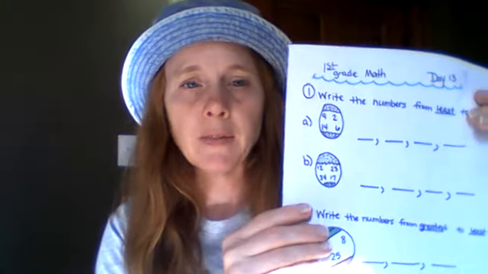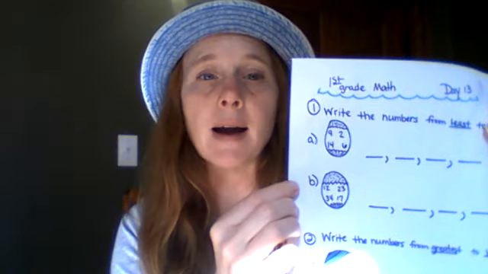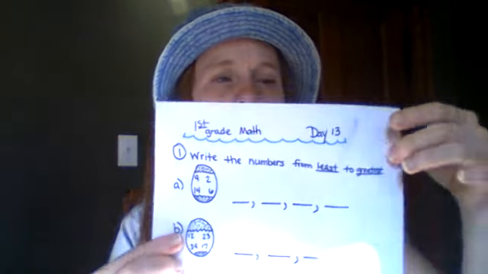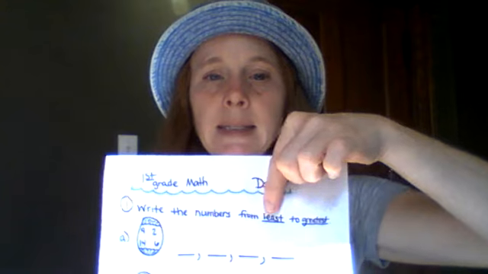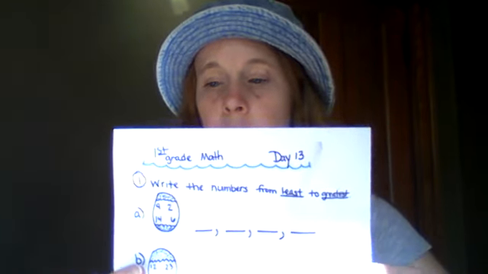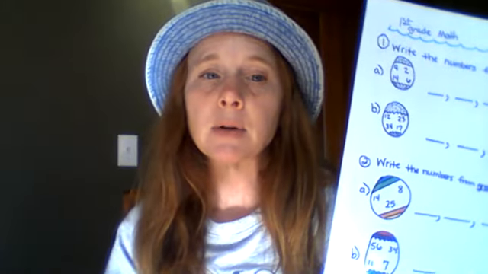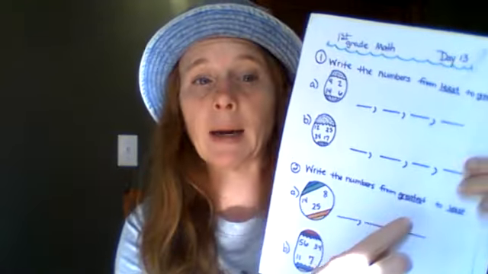Okay, today for math, you have some Easter eggs and you are looking at the numbers inside the egg. The first one has a 6, a 2, a 9, and a 14. And it says write the numbers in order from least to greatest. So you're going to write a least to greatest. You're going to do that for eggs A and B. At the bottom, you're going to be writing the numbers in the opposite direction, from greatest to least. So make sure you pay attention to what the directions are telling you.